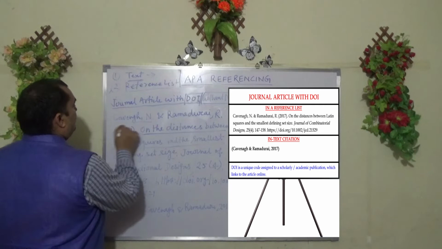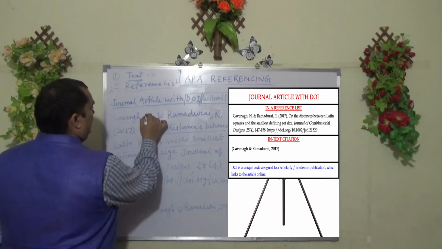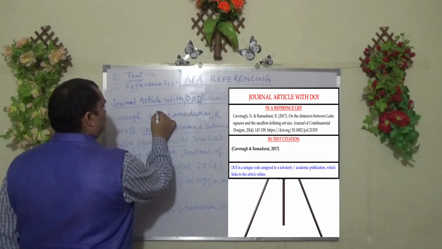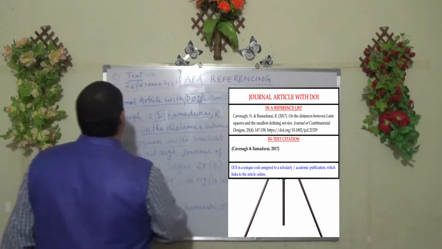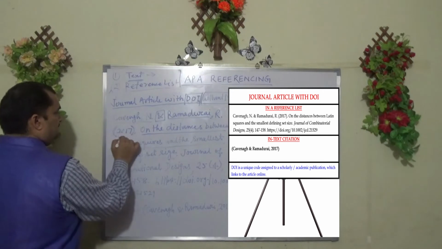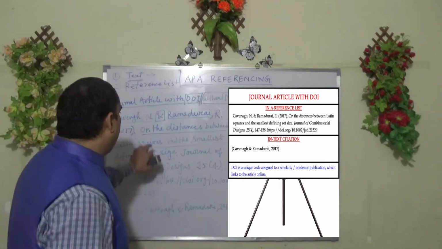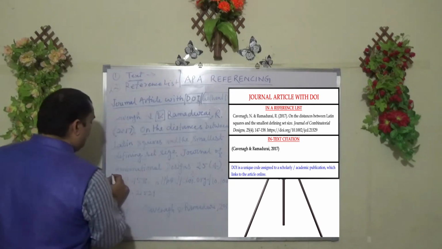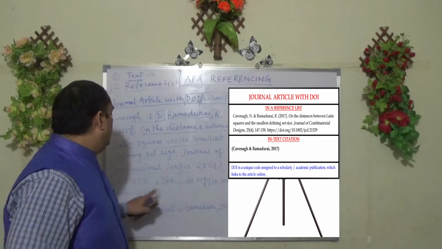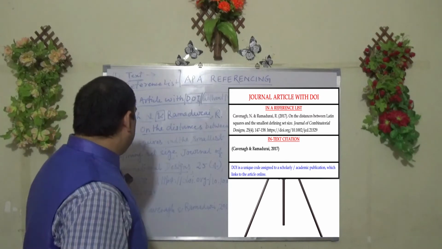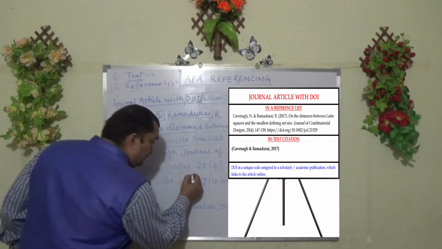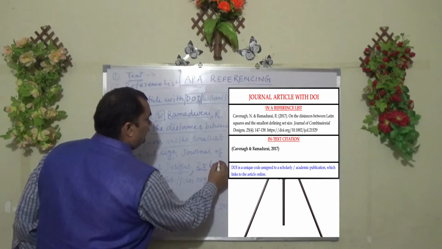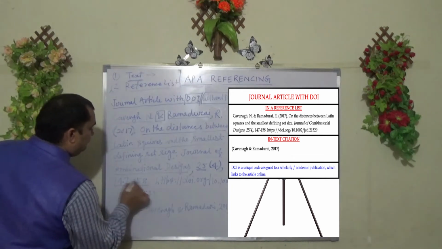First we write the author name, Canvan, comma, N, the author's first name initial, separated by the ampersand sign, and Ramadurai, comma, R, and then dot. 2017, dot, the article name, on the distances between Latin squares and the smallest defining set size, then dot, we add the name of the journal. Here we have to remember that this will be given in italics, and the first letter of each word will be in capitals, Journal of Combinatorial Designs, comma. Here we give the volume number, in bracket the issue number, and separated by comma, the pages.